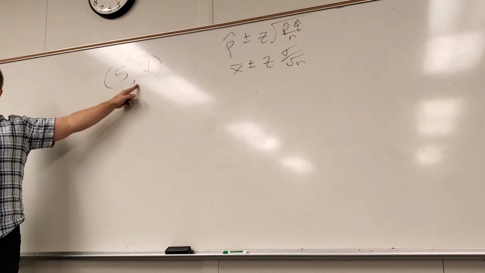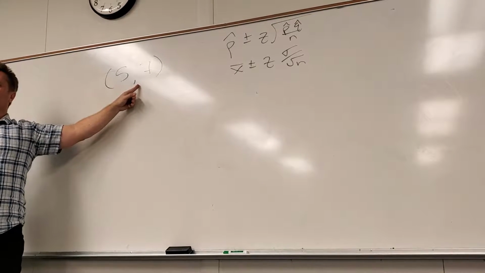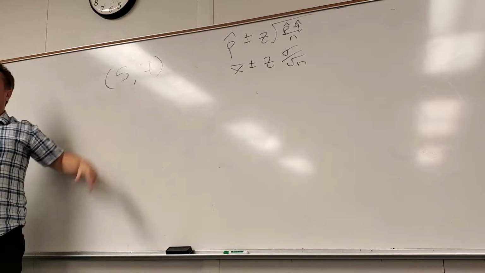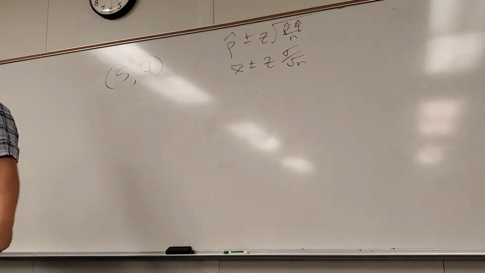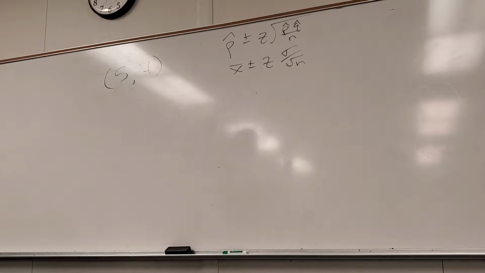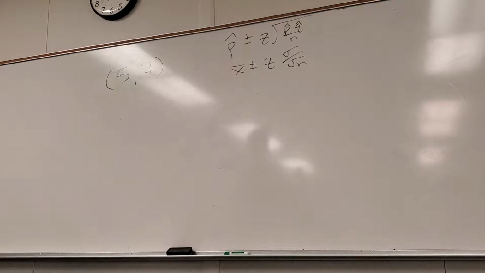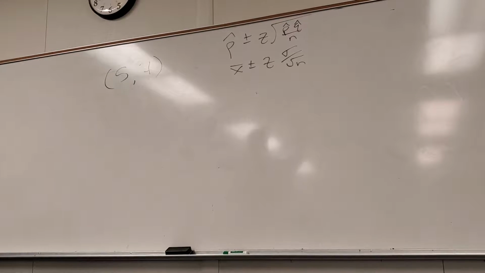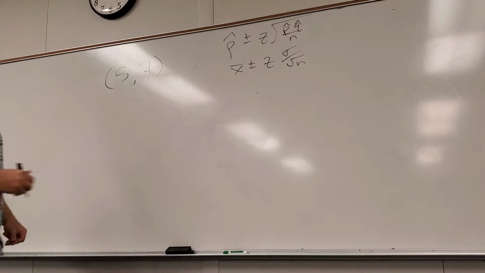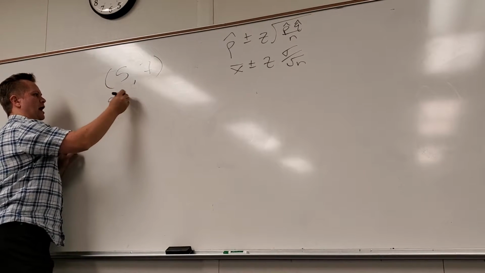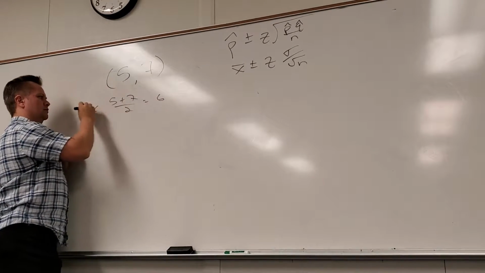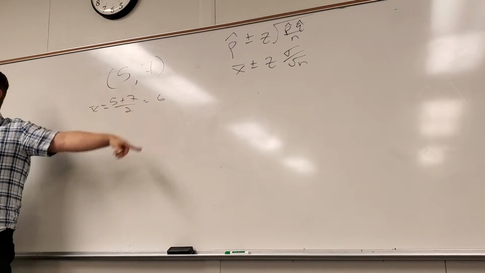If this is my confidence interval, what was my sample mean? Where is the sample mean in the confidence interval? How do I create a confidence interval? I take the mean and I add and subtract the same amount. Therefore, the sample mean should be right in the middle. So if I had uglier numbers, I would average them. But I could just see it's 6, and if I average them, I see it's 6.